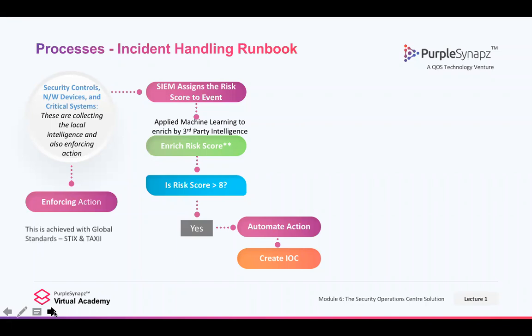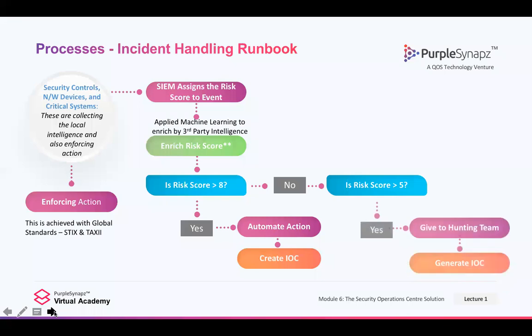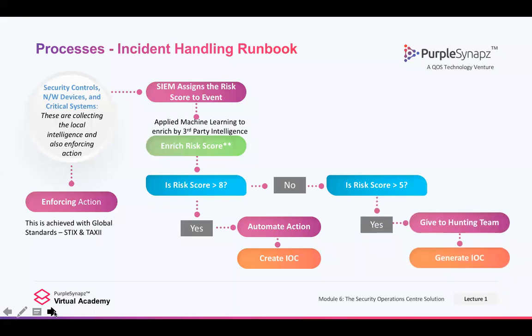But what if the score is not greater than 8? Then what should I do? Is it less than or greater than 5? Yeah, it is greater than 5. Then give it immediately to your human beings, which are called the hunting team. Hunters are the ones who will hunt for more information. They will be enthusiastic, inquisitive to know more about that event, so that they understand it, and if they find and qualify by hunting more that yes, this is qualifying for an IOC, then go and apply that rule back.